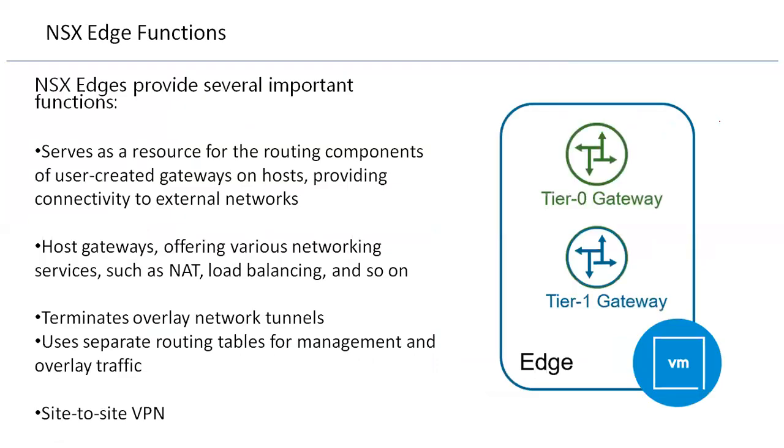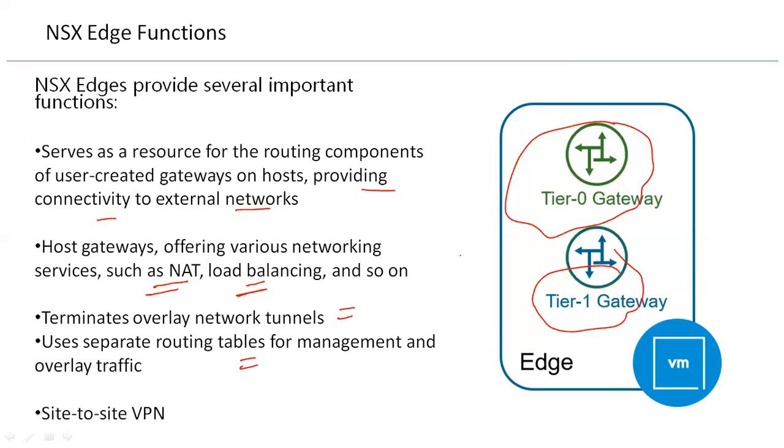Let's talk about what Edge is. NSX Edge provides several important functions within NSX itself. Along with the manager, we have to deploy the Edge node separately. It serves as the resource for the routing component. The main function of the Edge component is routing. It provides connectivity to the external gateway and offers various networking services such as NAT, which we refer to as network address translation, and load balancing. It terminates the overlay network and uses separate routing tables, two routing components, the T0 gateway and the T1 gateway, and also site to site VPN.